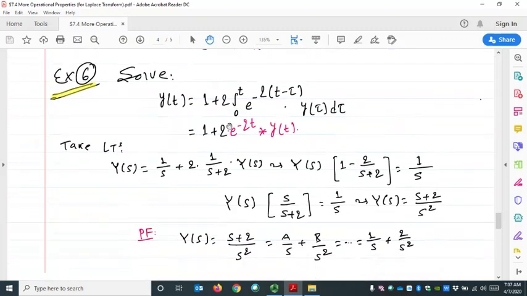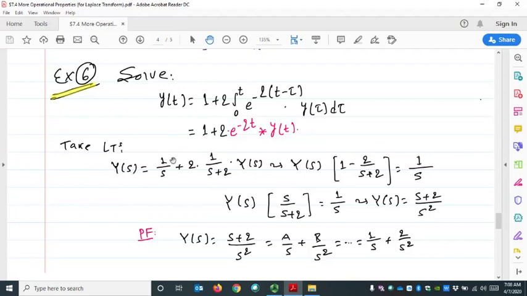Let's solve the integral differential equation. Little y of t equals 1 plus 2 times the integral over 0 to t of e to the power minus 2 times t minus tau times little y of tau d tau. This integral is by definition the convolution of e to the power negative 2t and y of t. So then take the Laplace transform.